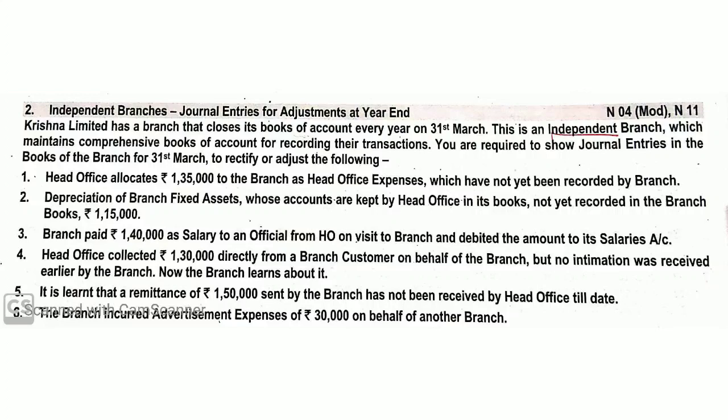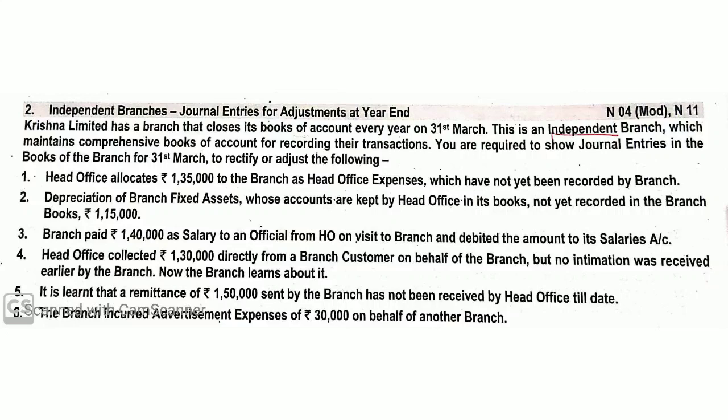The branch incurred advertisement expenses of rupees 30,000 on behalf of another branch. In the last class, we have seen that any payment to be made to another branch is supposed to be made only by the head office. So here, what will be the journal entry? Head office account. On behalf of head office, we are making payment. It is not advertisement expenses for our branch.